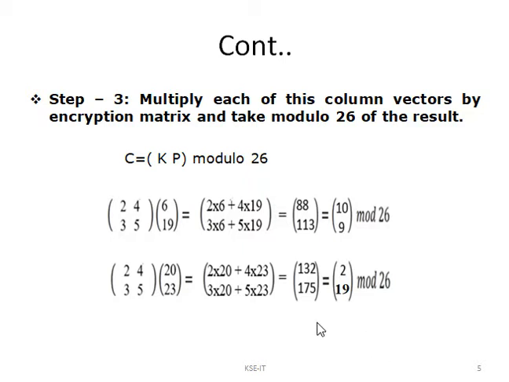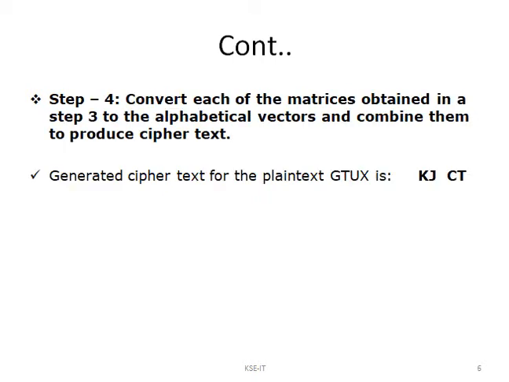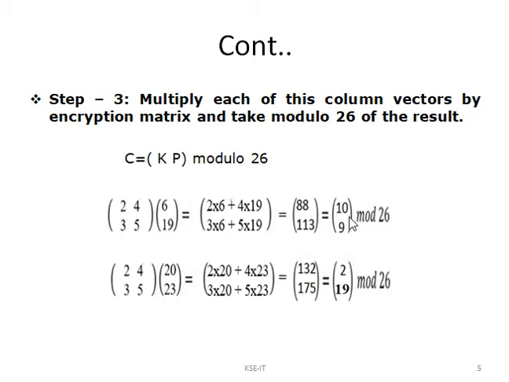132 divided by 26 will give you remainder 2, and 175 divided by 26 you will get the remainder 19. Step 4. Convert each of the matrices obtained in step 3 to the alphabetical vectors and combine them to produce ciphertext. For number 10, the equivalent character is K, and for number 9, the equivalent character is J. So, you will get the character vector as KJ.